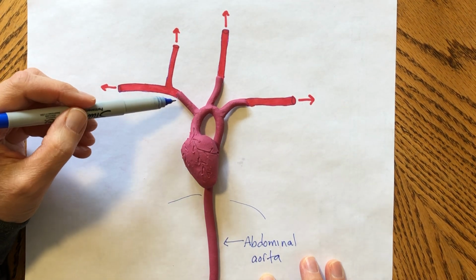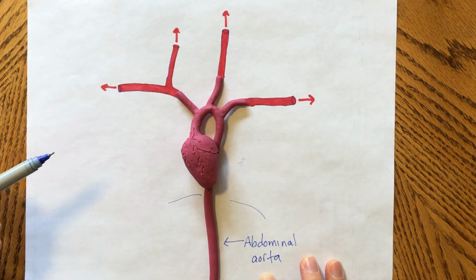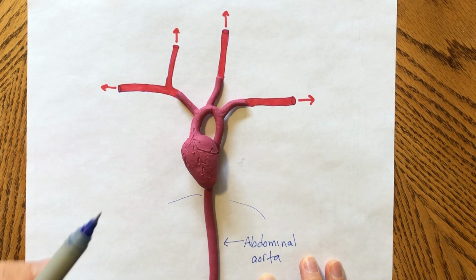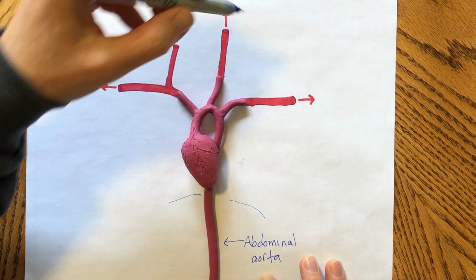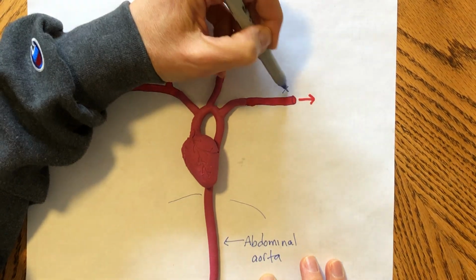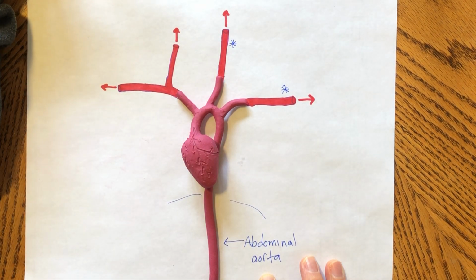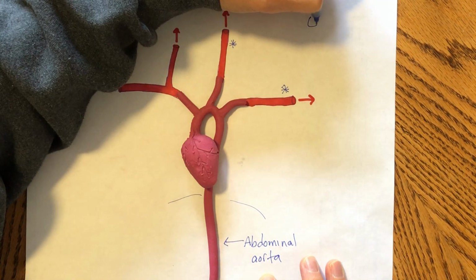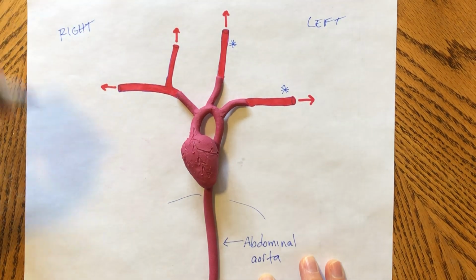But what I really wanted to focus on is these three branches coming off the top of the aortic arch. Now, because we have the right side of the mannequin, we're only going to deal with the branches that go to the right side of the body. These two branches, this one and this one, go to the left side of the body. And remember that left and right is always from the subject's perspective, not from your perspective. So this is actually left, and this is actually right.